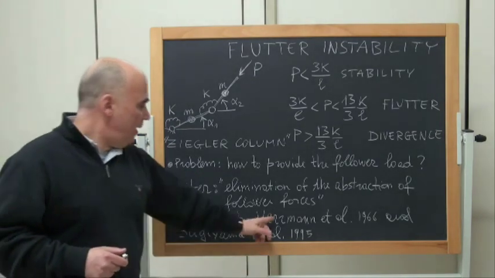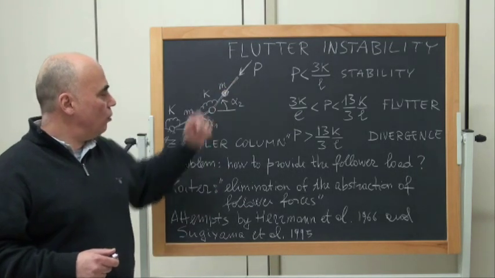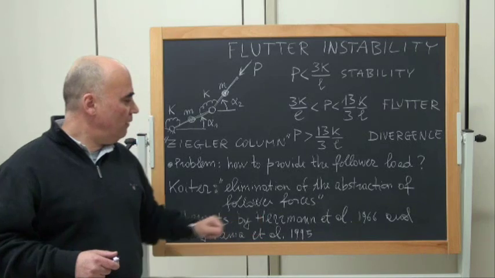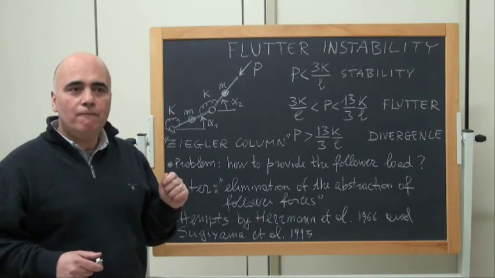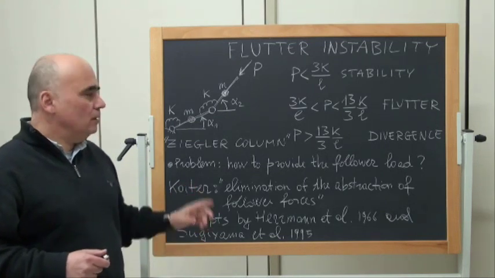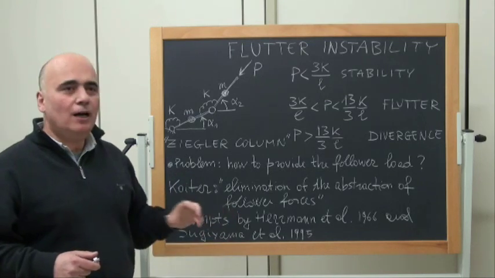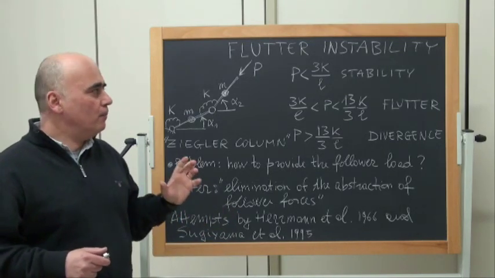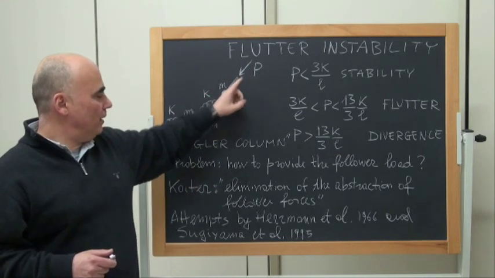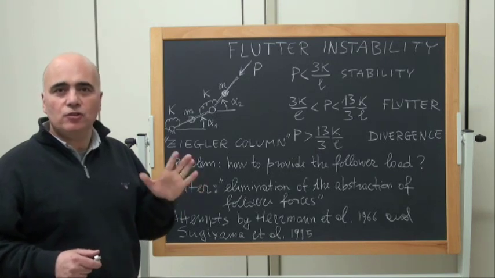Other scientists, Hermann and Sugiyama, found a way to provide this load to this structure. In one case, in the case of Hermann, through a fluid flowing through a nozzle, and in the other case, through a solid rocket motor. Both cases are complicated devices. Our point is, are we able to find a much simpler way of providing this tangential load? We will see that the answer is positive.